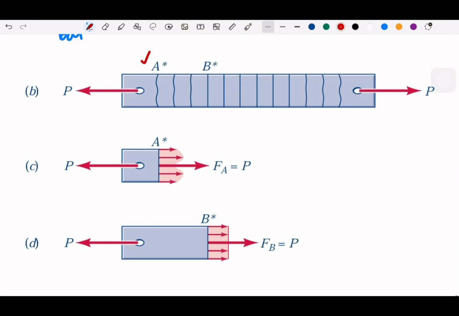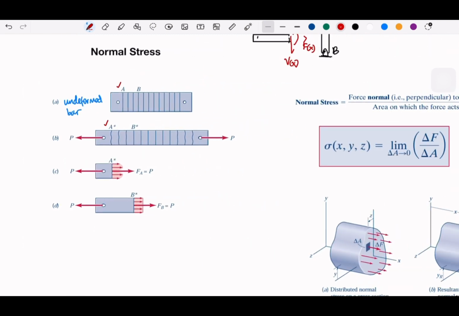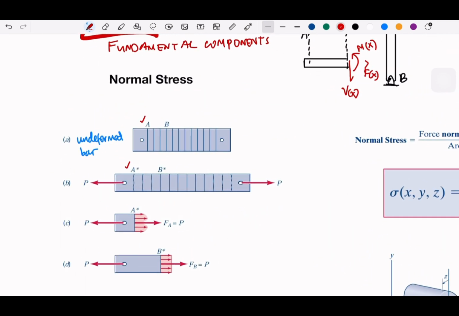But what I want to say here is we have some assumptions, how to make the bar usually homogeneous, and then there are several other conditions as well. So basically, stress is defined by the force divided by the area, generally.